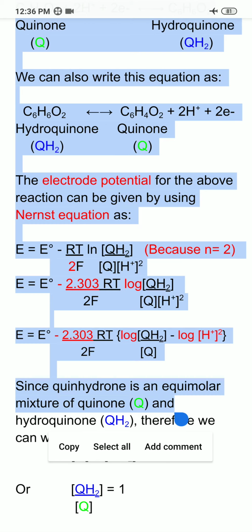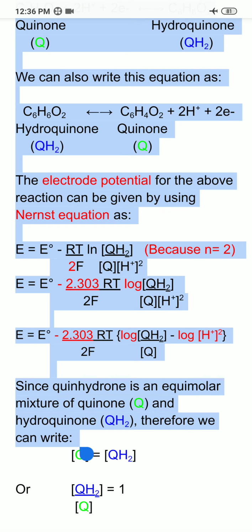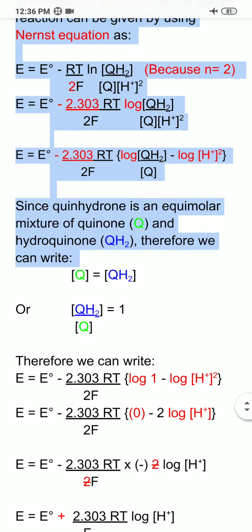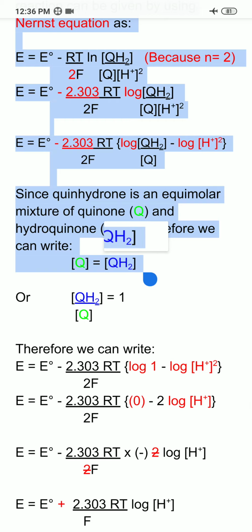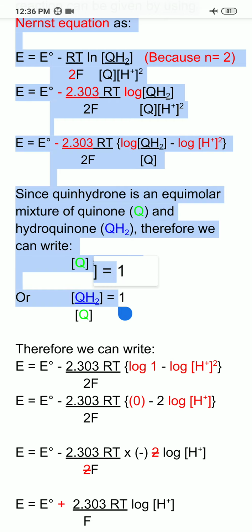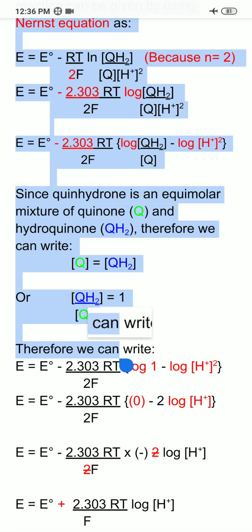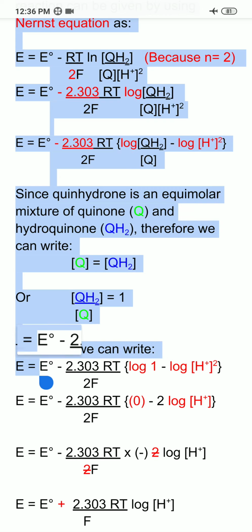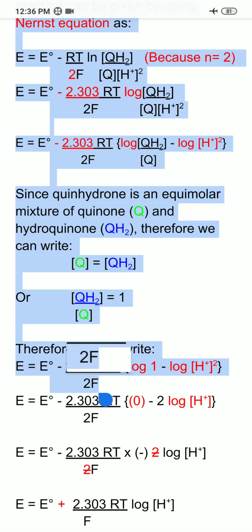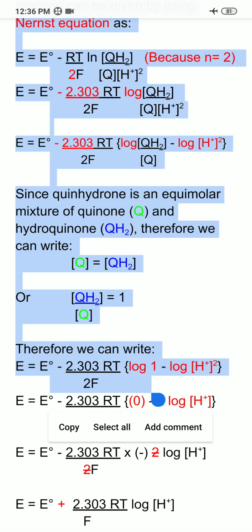Since quinhydrone is an equimolar mixture of quinone and hydroquinone, therefore we can write Q concentration is equal to QH2 concentration. Now as they are equal, I can write the ratio QH2 concentration upon Q concentration is equal to 1. Therefore we can write the previous equation as E is equal to E naught minus 2.303 RT upon 2F log of 1, because QH2 concentration upon Q concentration is equal to 1. So I replaced that by 1, and further minus log H positive concentration raised to power 2.